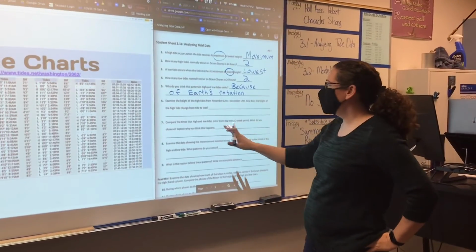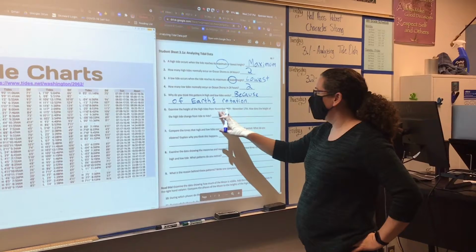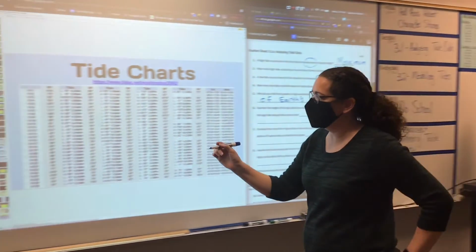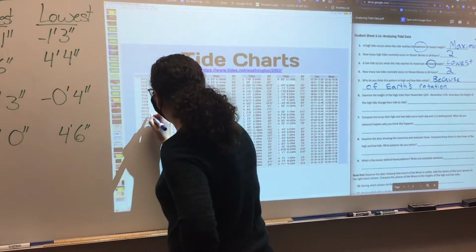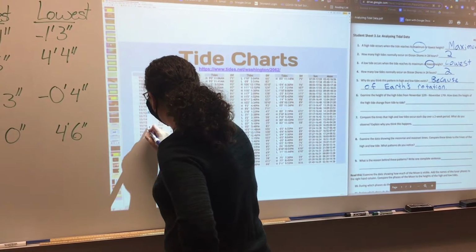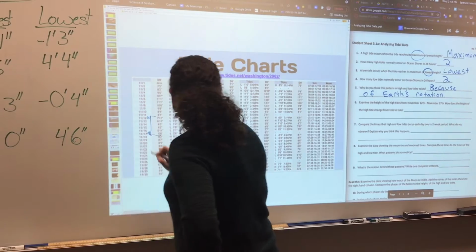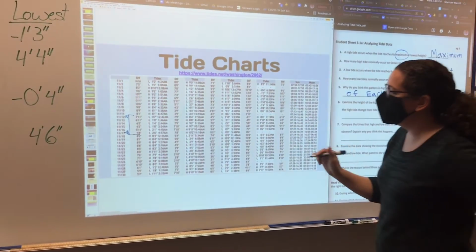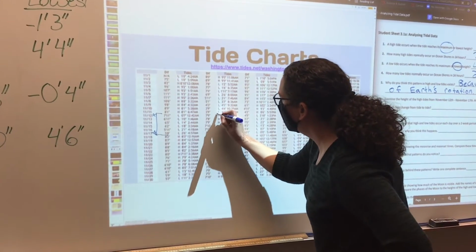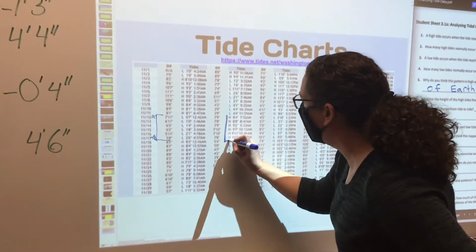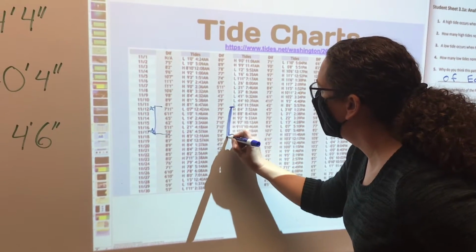All right, so the next question asks us to examine the height of the tides from November 12th through November 17th. So here's November 12th, and there's November 17th. So we're looking at the tides right here in this section. And we're looking at the high tide, and I want to focus just on the first high tide to keep it simple. So I'm just going to be looking at this data right here.